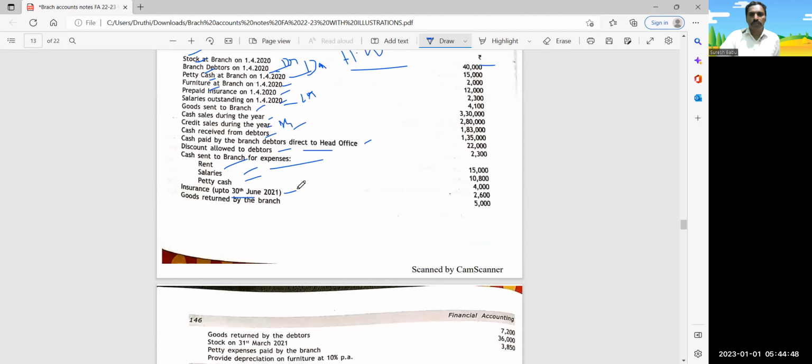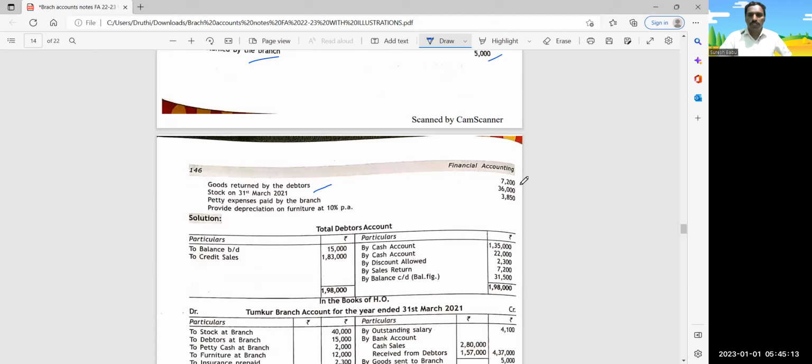Insurance paid up to 30th June 2021. This adjustment we have done previously. This is 4,000 rupees divided by 12 into 3. If you make it 3 months of insurance, that amount, 1,000 rupees, is to be credited to the branch account before closing it. Goods returned by the branch: the branch is returning goods to the head office, so you write it on the credit side of the branch account. Goods returned by debtors, that is sales returns, are to be recorded on the credit side of the branch, that is, in the memorandum debtors account. And closing stock 36,000.